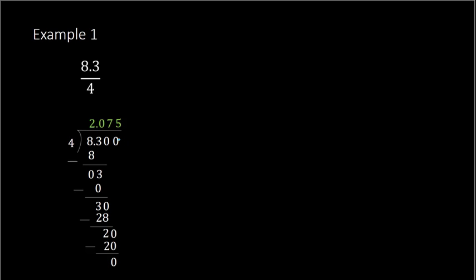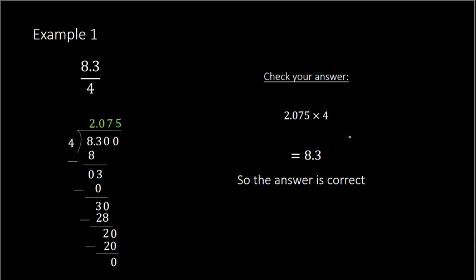And we could check our answer by taking the 2.075, multiplying by 4, and we should get back out this 8.3. And if we do that correctly, we would find that indeed we do have 8.3, which means the answer is correct. Let's try another example, again with dividing by a one-digit number.